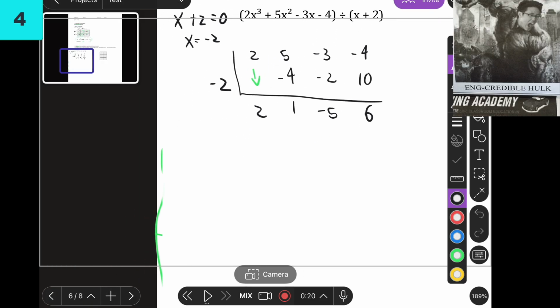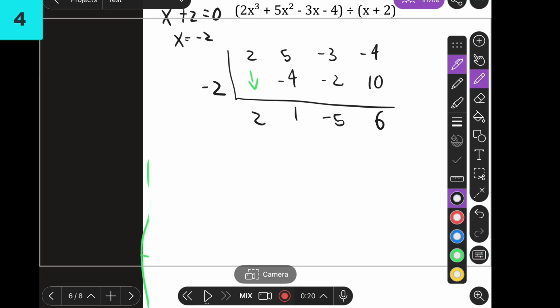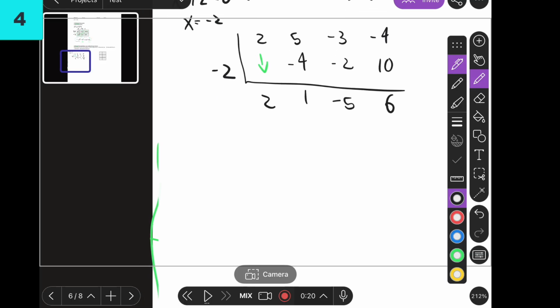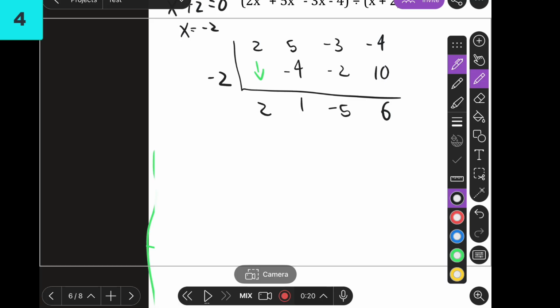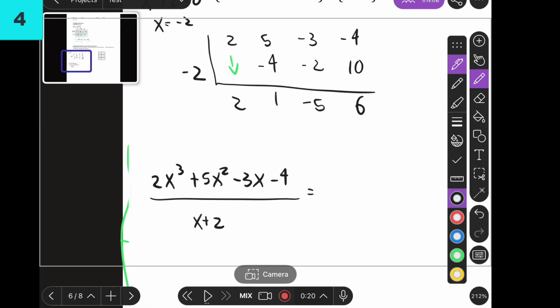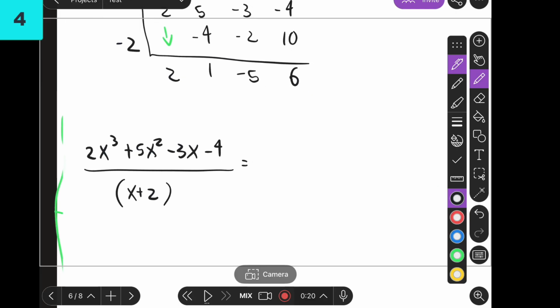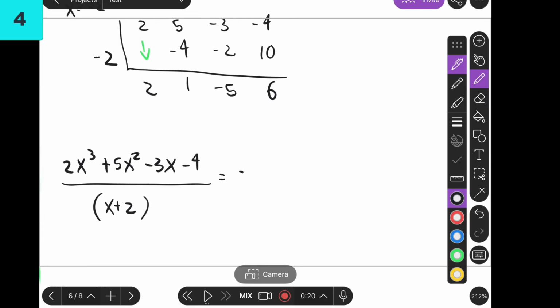So before I write down the final answer, I'm going to write down the rest of everything. So if it helps, maybe I can write down the entire problem. So the entire problem is 2x cubed plus 5x squared minus 3x minus 4. This is being divided by x plus 2. My final answer is 2x squared plus x minus 5 plus 6 over x plus 2.